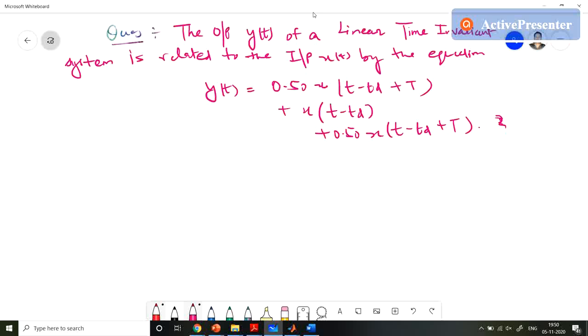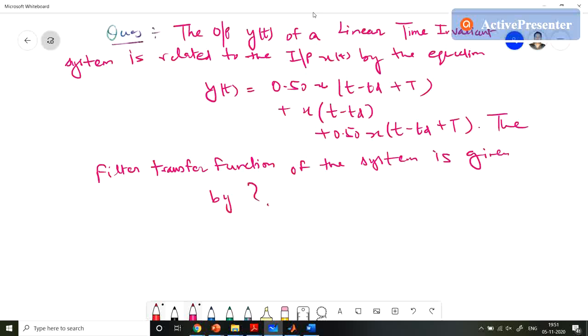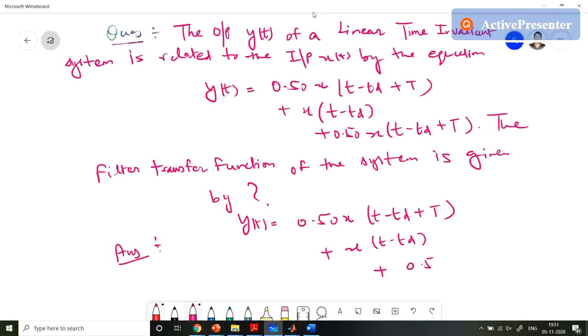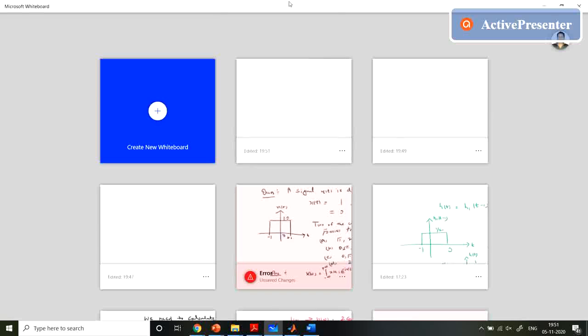The filter transfer function of the system is given by y(t) = 0.50 x(t - td - T) + x(t - td) + 0.50 x(t - td + T). So let us take the Fourier transform on both sides.